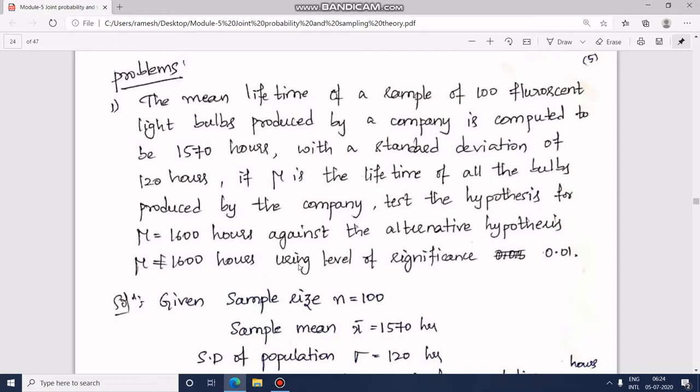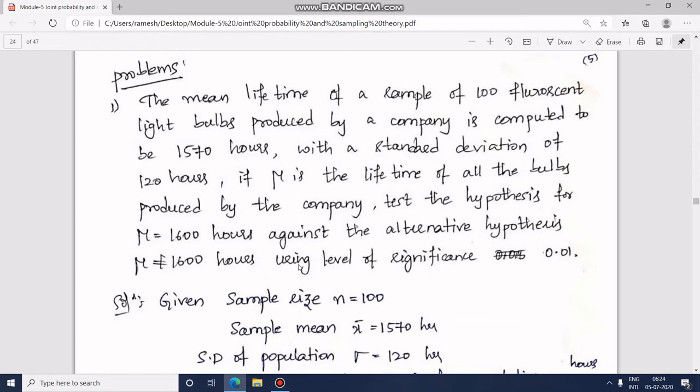Today my topic is hypothesis testing of a sampling distribution for single mean. In this session, I would like to explain in detail how to solve the problems on testing of hypothesis for a single mean by considering one or two simple examples. Now let us consider the first example.